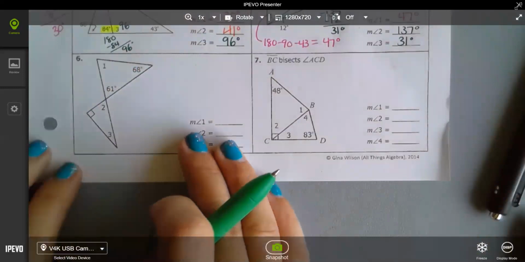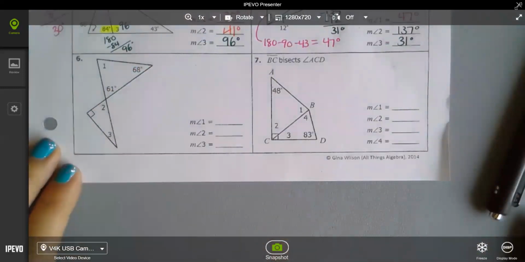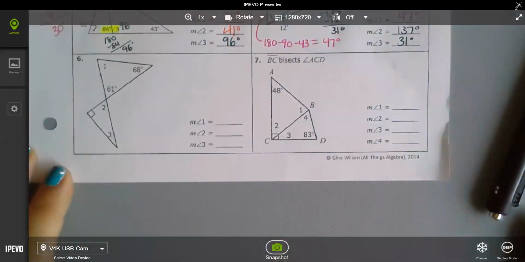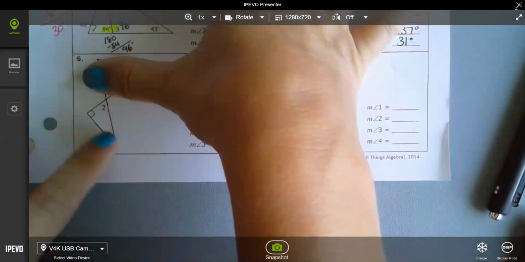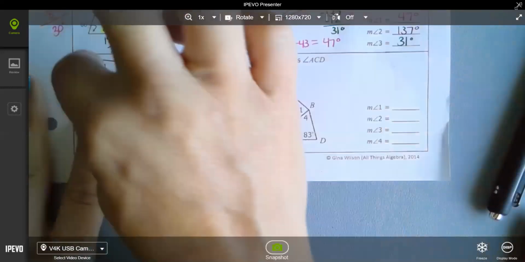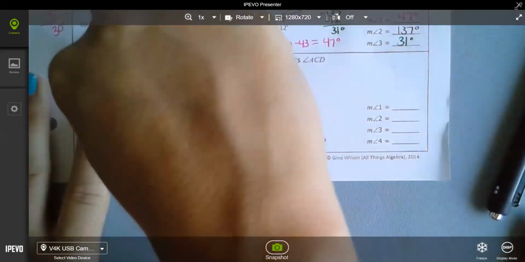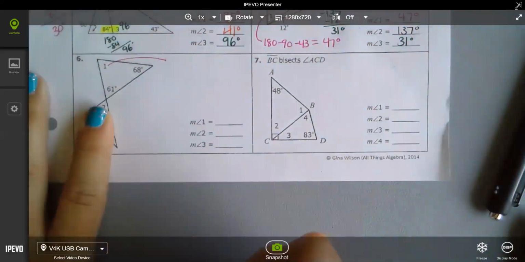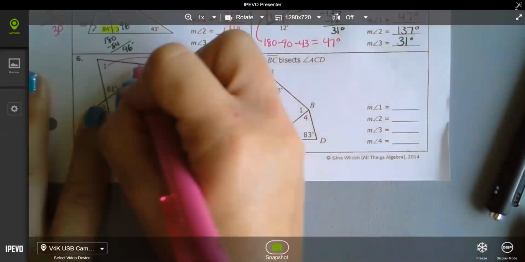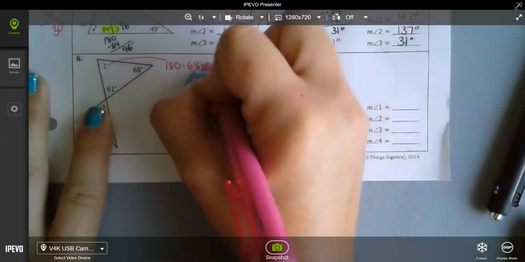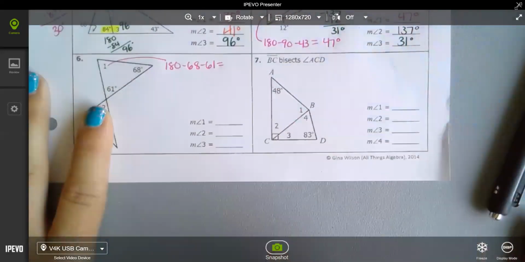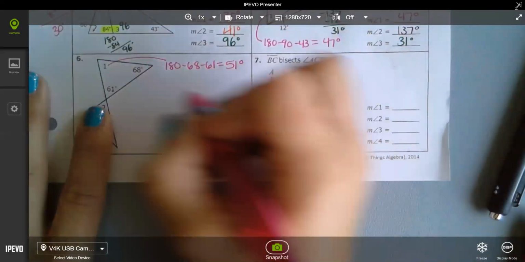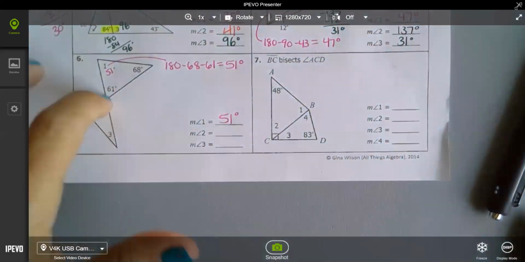Okay, let's take a look at number 6. So number 6, I see a triangle on the top and I see a triangle on the bottom. So the triangle on the bottom has 2 unknowns, so I cannot start there. But the triangle on the top, we can find out what angle 1 is. How do I do it? A triangle is 180, subtract away the 68, subtract away the 61, and you are left with 51 degrees to be angle 1. That's a 51 degree angle.